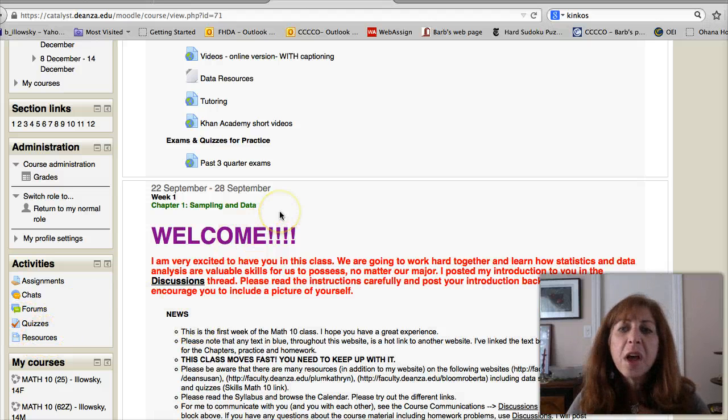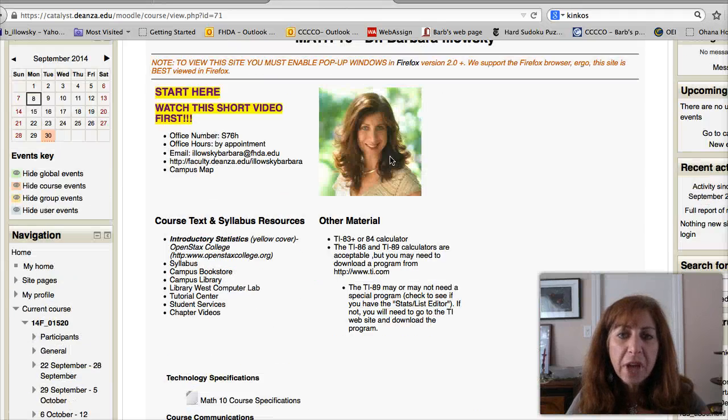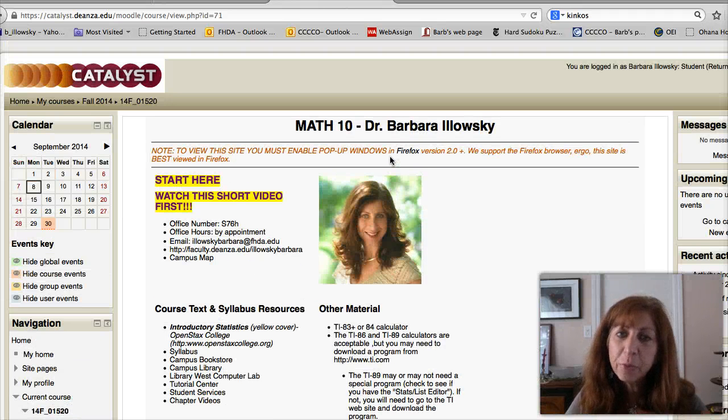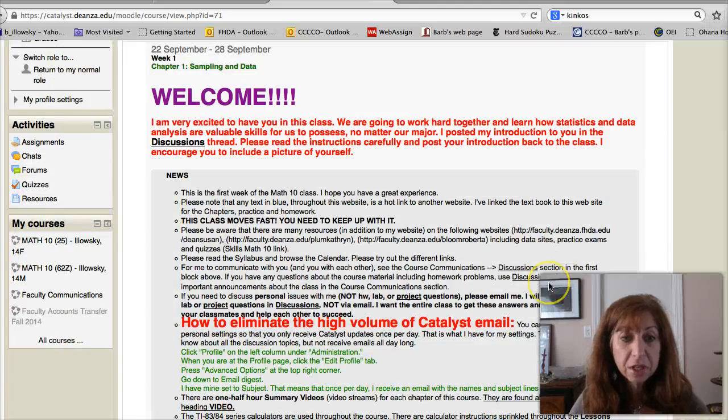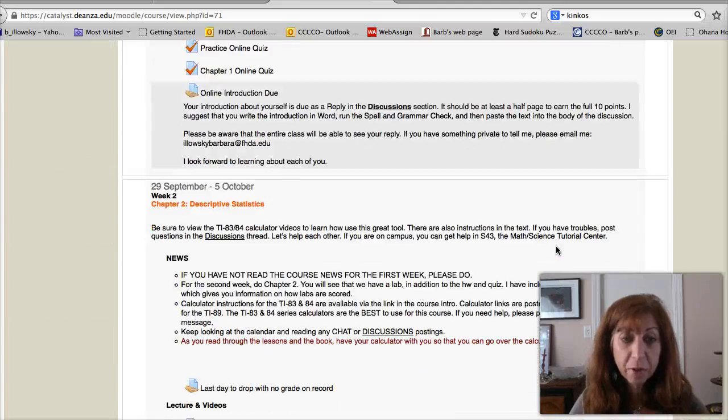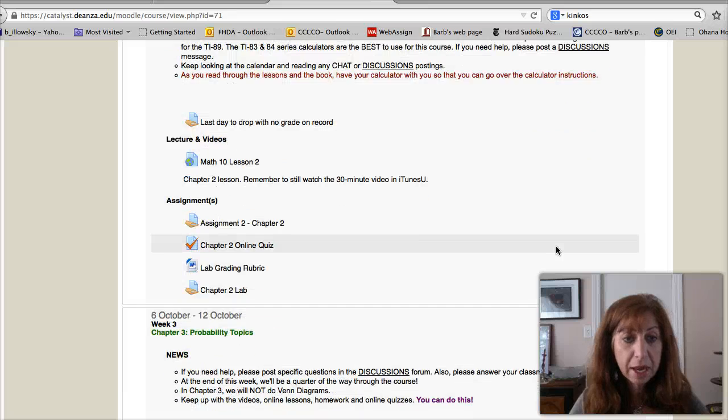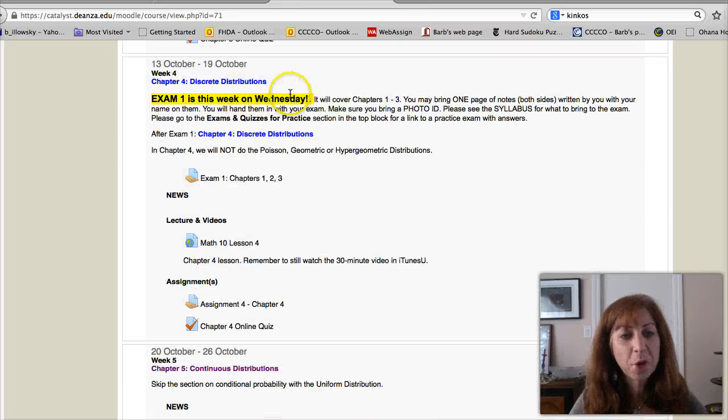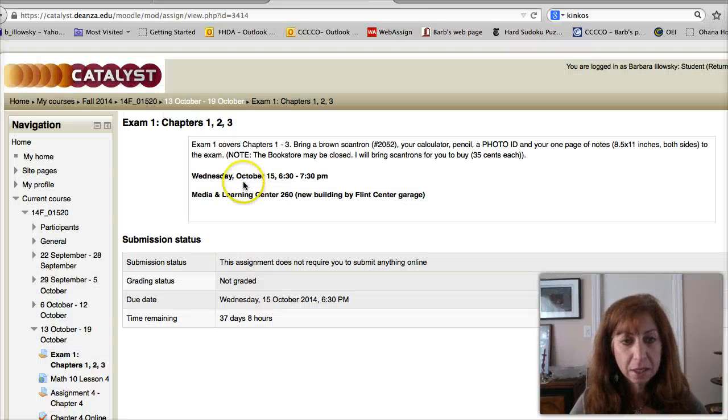And the reason I'm showing you all of these different options is you have probably 3 places for every single item. If you want to know when an exam is, you can either look on the calendar, as I've shown you on the upper left corner. You can go down into the middle sections. Every week there's information that I have for you. Exam 1 is this week. Tells you, we click on it. It's October 15th, 6:30 in the Media and Learning Center.